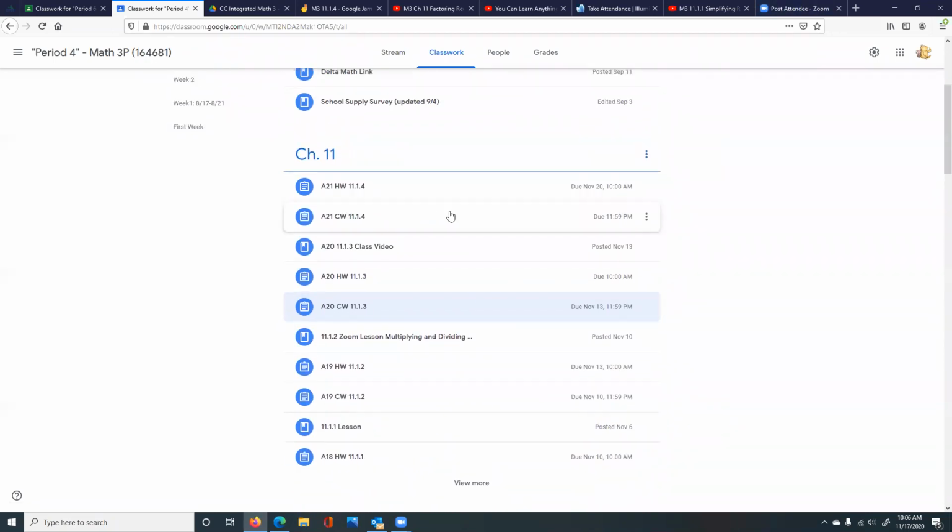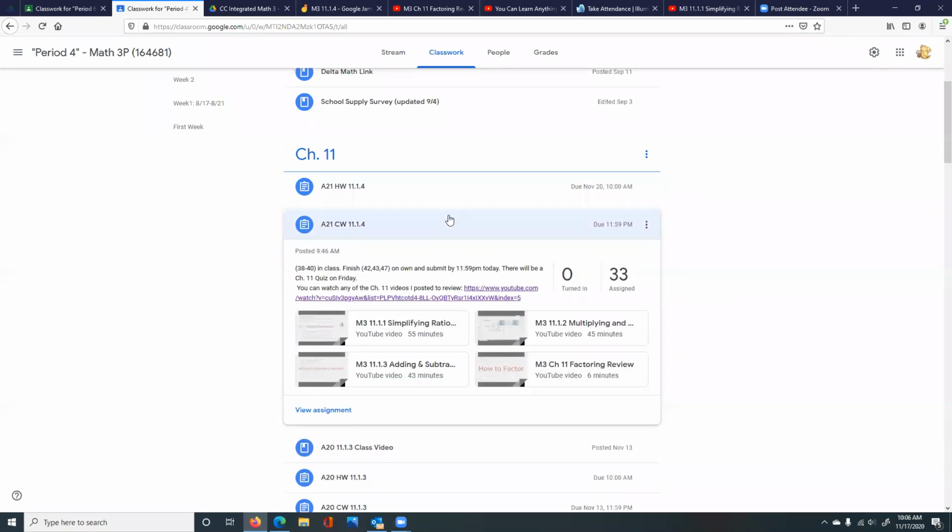Today we're going to go on to 11.1.4, which is putting together everything that we've done in chapter 11 so far. We're going to do 38 through 40, so write this at the top of your paper: 11.1.4, 38 through 40, and 42, 43, and 47. We'll do 38 through 40 together, then you finish 42, 43, and 47, add that to your assignment, and do it tonight by midnight. The sooner you get it in, the sooner I can grade it. If you turn it in before 3, I'll try to grade it today.